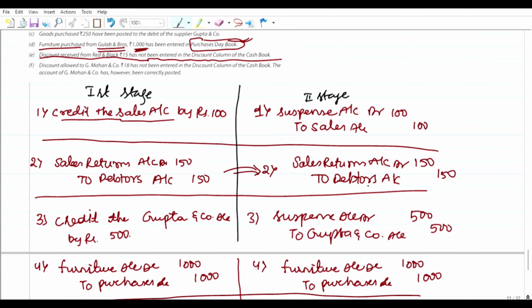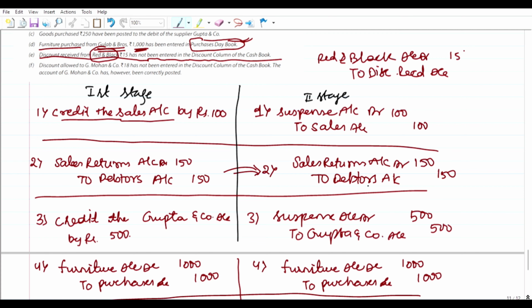What happened actually? Whenever we are going to get a discount, that means we are going to receive the discount. This is an income for us, and we are going to write Red and Black account as debtor, for which we write the entry: Red and Black account debit, to discount received.